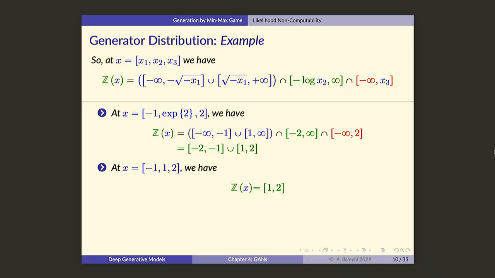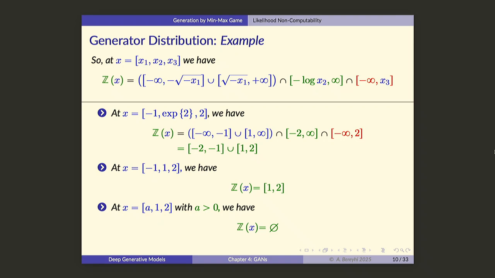So we had 2 disjoint sets before. Now we have just 1 set, right? And what if I put x1, the first entry, to be anything positive? Then what's going to happen? There is no point that satisfies that condition, right? So the set is going to be empty. Clear?